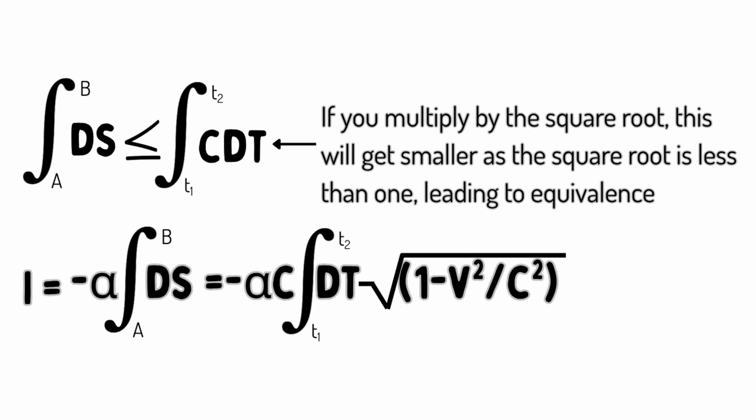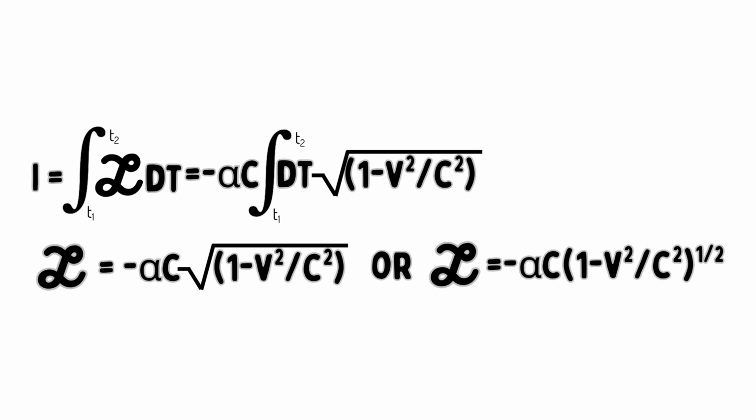And this is why we actually have a negative alpha sign. Now if you remember from before, action is just the integral of the Lagrange function over time. And from our newly derived expression, we can conclude that the Lagrange function is equal to negative alpha c times the square root of 1 minus v squared over c squared. This can also be written as negative alpha c, 1 minus v squared over c squared, raised to the power of 1/2. And now this is where things get interesting.